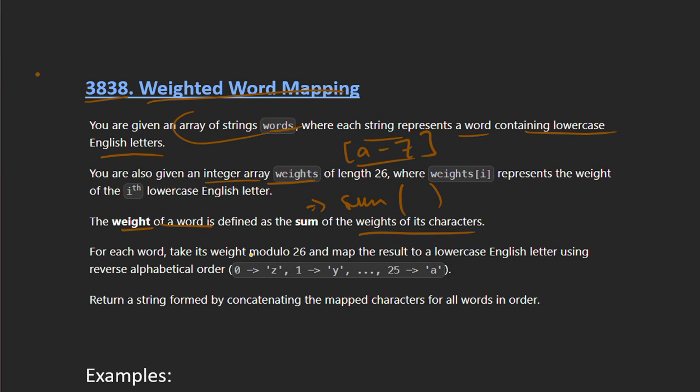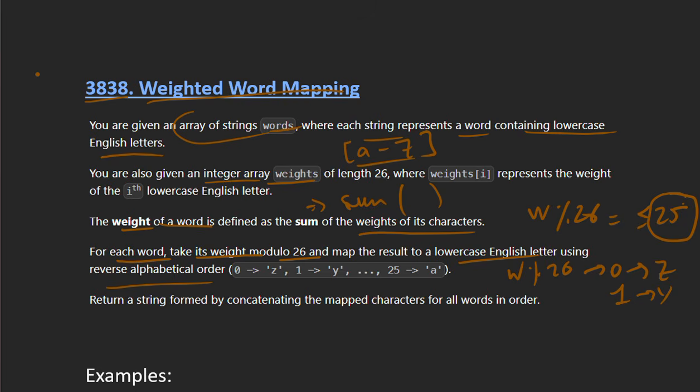The weight of a word is the sum of the weights of all its characters. We need to take each word and compute its total weight. Suppose we get the total weight as w, then we have to compute w modulo 26, so we get a value less than or equal to 25. Then we map this result to a lowercase English letter using the reverse of alphabetical order. That means if w modulo 26 is 0, then the character is z. If it is 1, then the character is y, and so on. If it is 25, then the character is a.